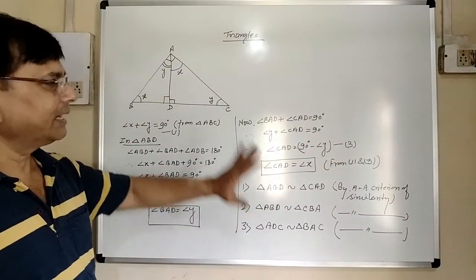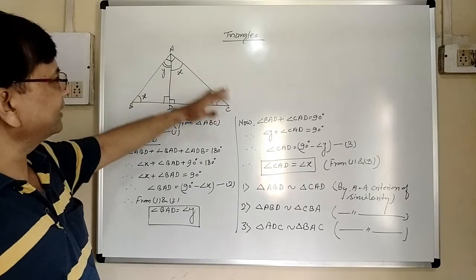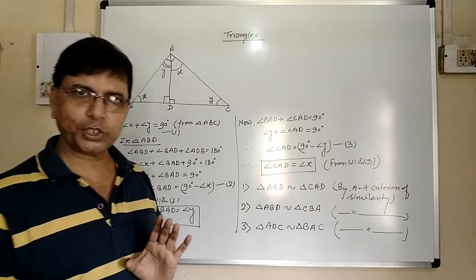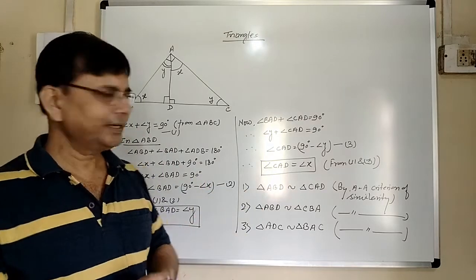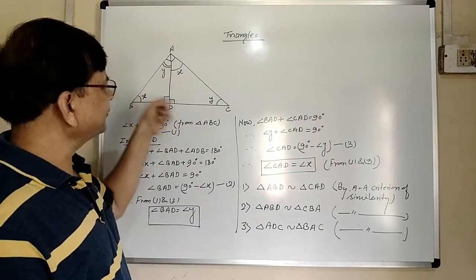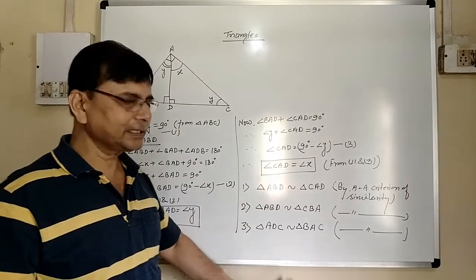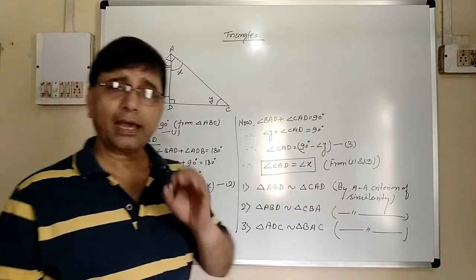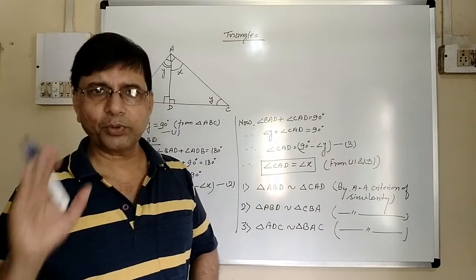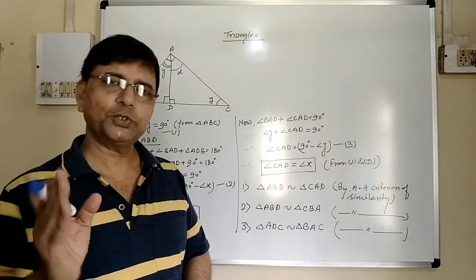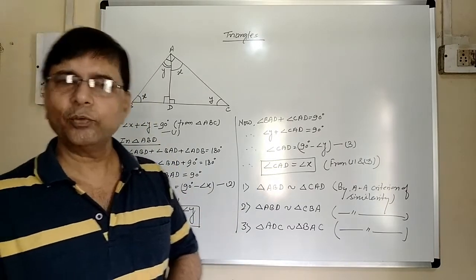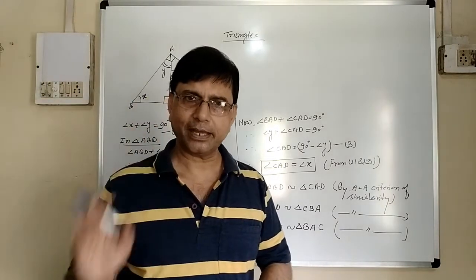So when in a right angle triangle a perpendicular is dropped from the right angle on the hypotenuse, then three triangles are there, two small triangles and one big triangle. All these triangles are similar to one another. This is a very important relation, and with this relation we are going to prove the Pythagoras theorem, which we have already studied, but the proof by the method of similarity. We are going to take up the Pythagoras theorem.